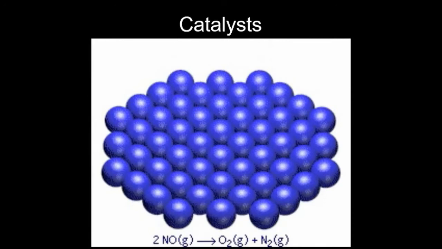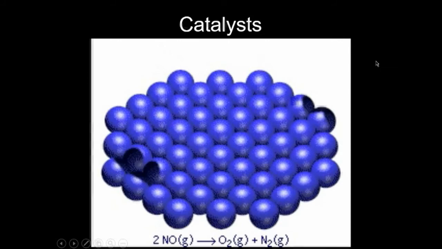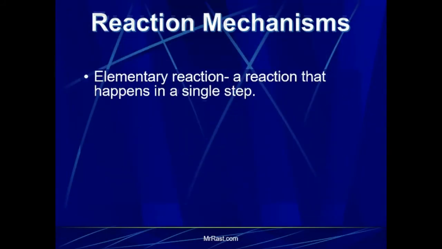So you should take from this that the platinum's not changing at all. It's just that the presence of it allows the nitrogen monoxide to bond with it, which then breaks apart, and then another nitrogen monoxide comes and breaks apart. The nitrogens and the oxygens can connect to each other on the surface of the platinum, and they float apart. So it makes this process a lot easier to occur in the presence of a catalyst.